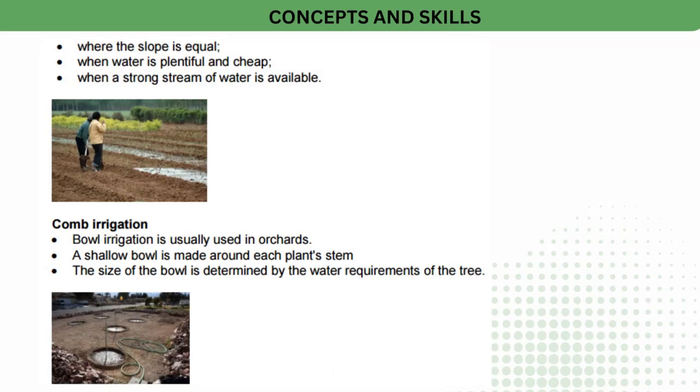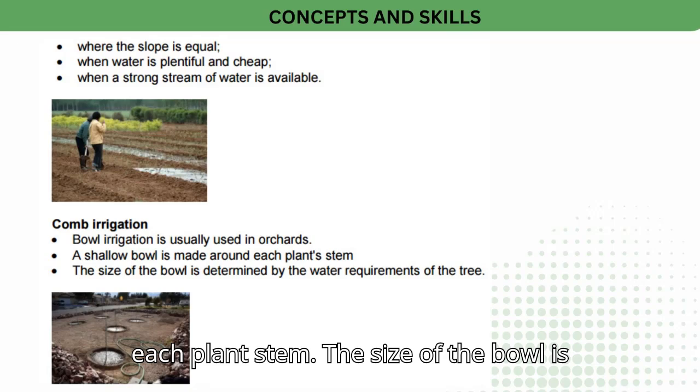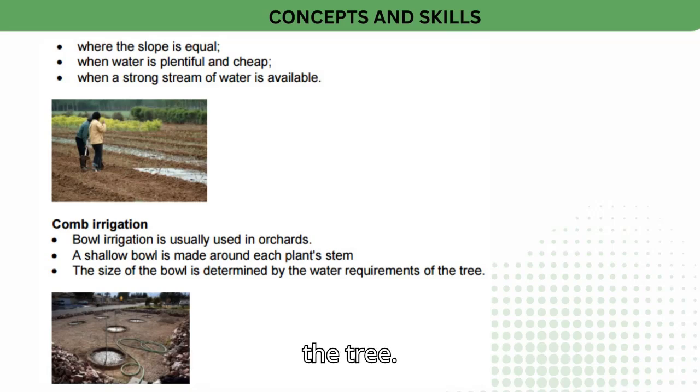Bowl irrigation. Bowl irrigation is usually used in orchards. A shallow bowl is made around each plant stem. The size of the bowl is determined by the water requirements of the tree.